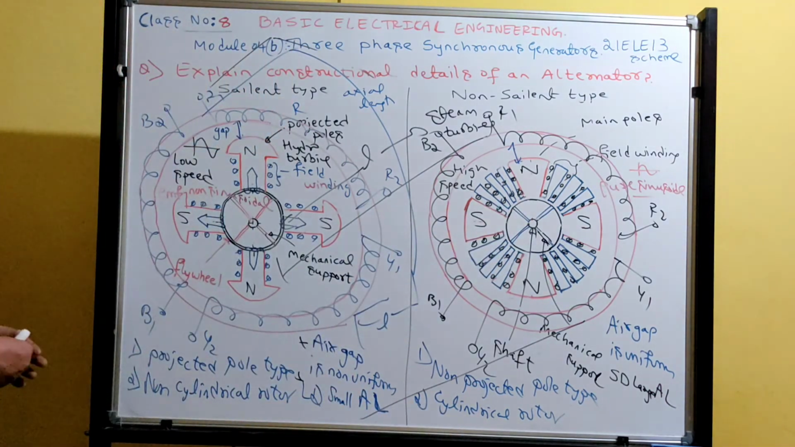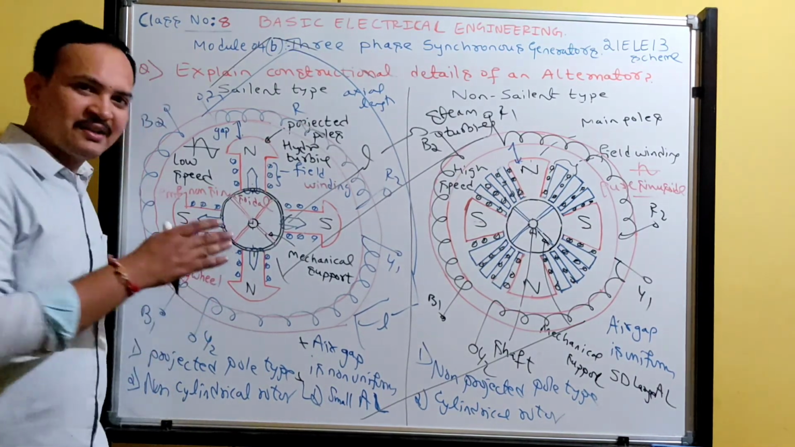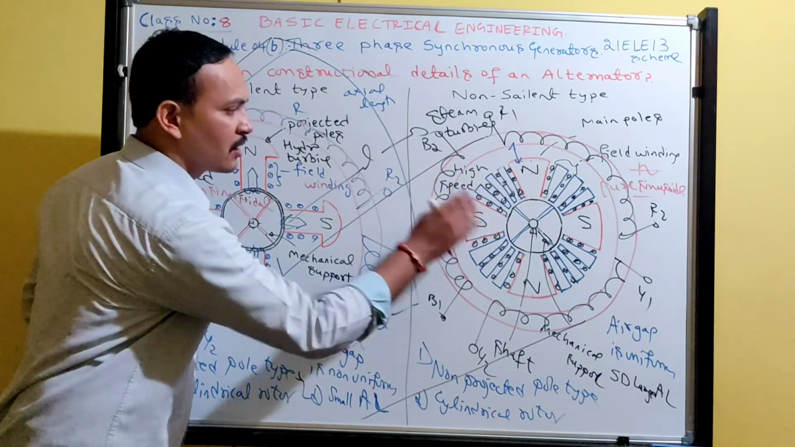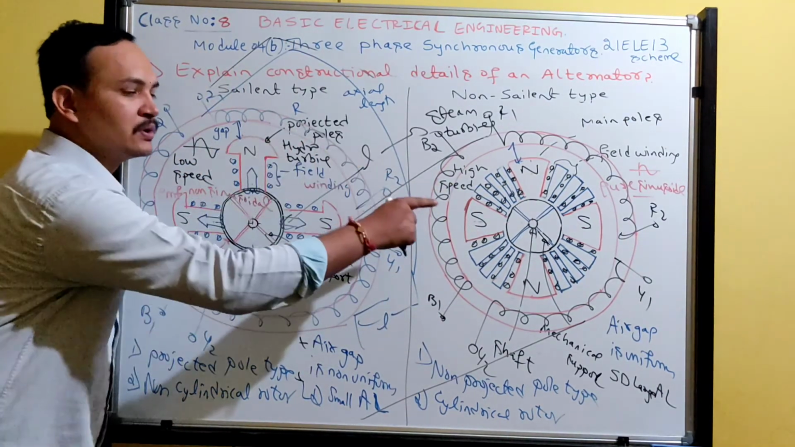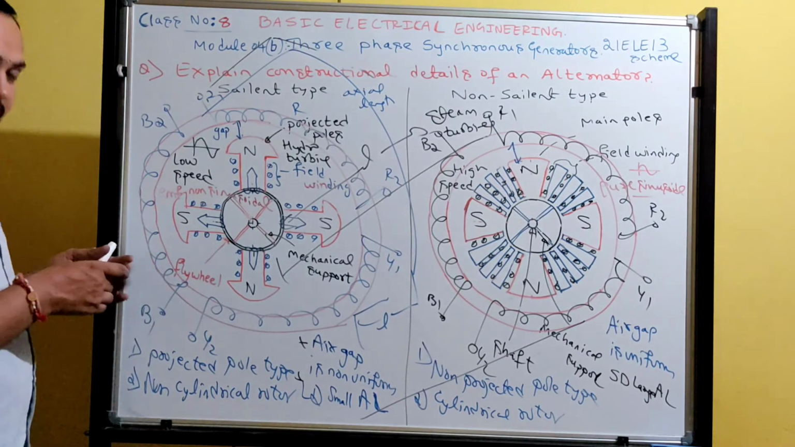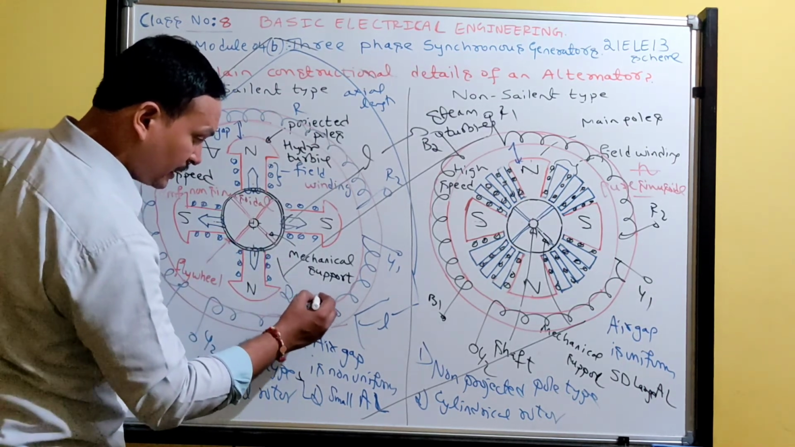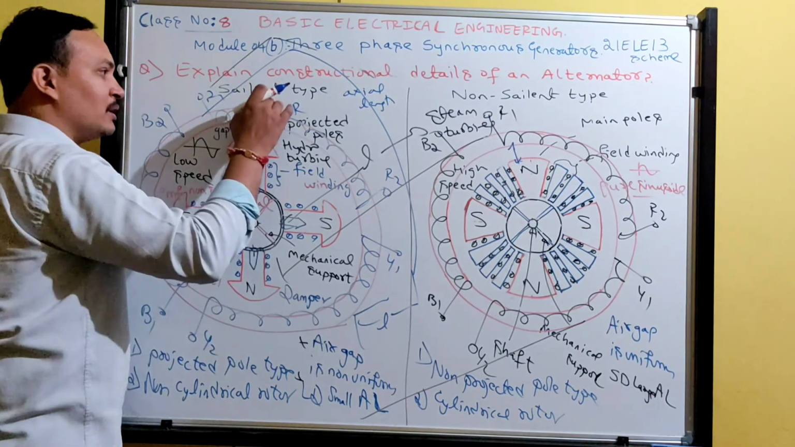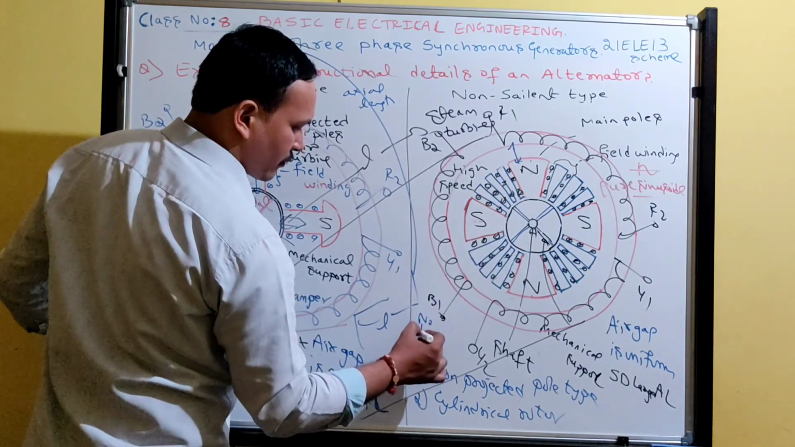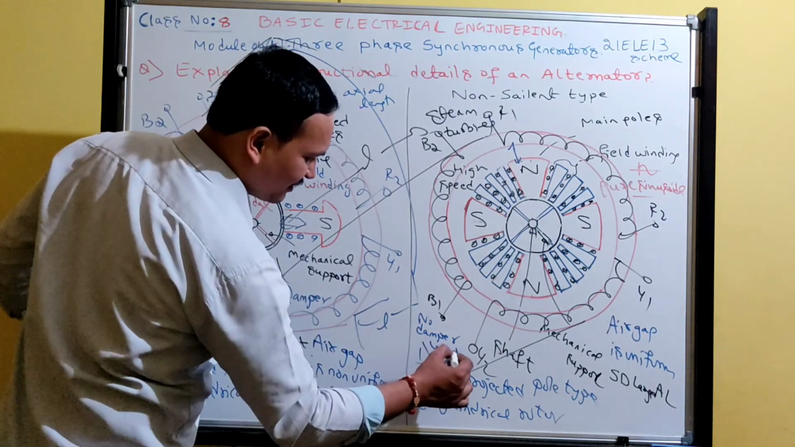Got it guys? Then coming to the final point, construction. This type of alternator construction is very simple, but this one is complicated. This construction is complicated, difficult to design, and this one is easy to design. Then finally, damper windings. Very important. We are using damper windings only in salient type, and we are not using damper windings here. So you can write no damper winding is required.